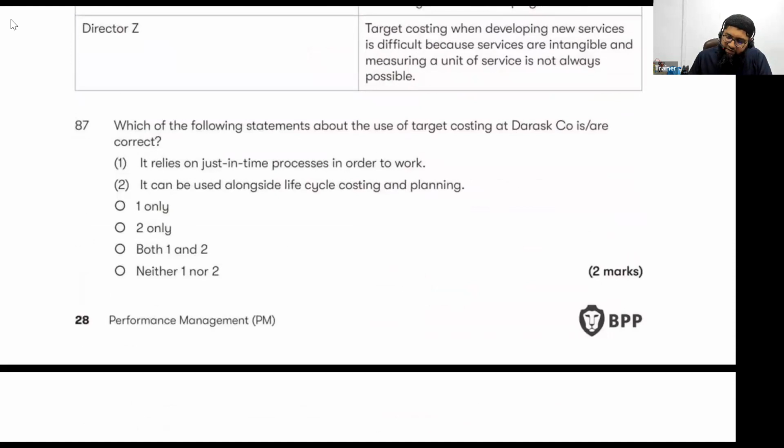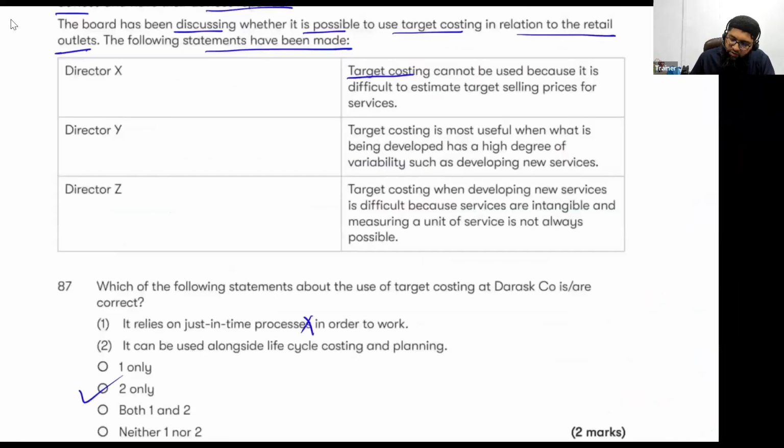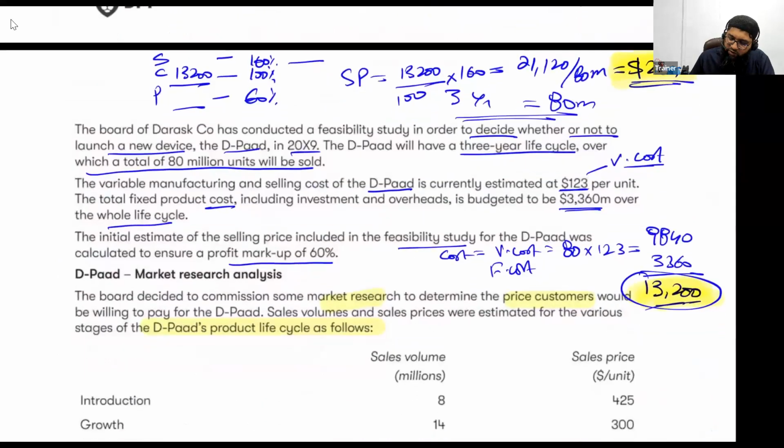Which of the following statements about target costing at Daras is correct? It relies on GIT in order to work. No. It can be used along with life cycle costing and planning. It can be used, not necessary to use. What was the initial selling price of D-pad from the feasibility study results? So we already did the calculation and it was 264.